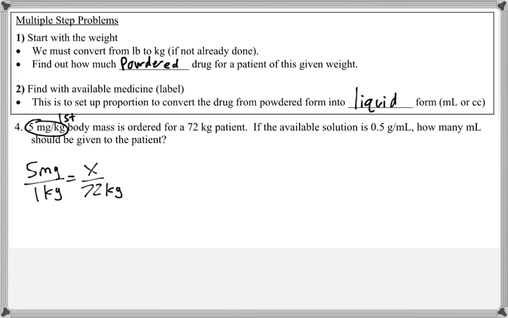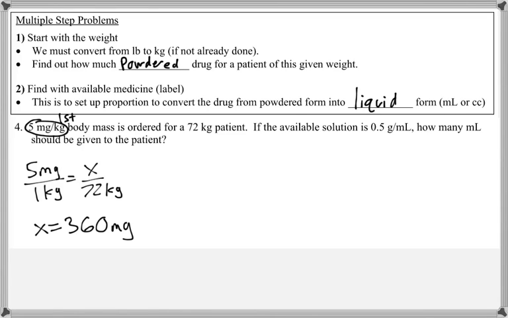And if I solve this proportion, then I get x is equal to 360 milligrams. So this is the amount of powder drug that this patient should get. Now we need to figure out how much this would be in liquid form.